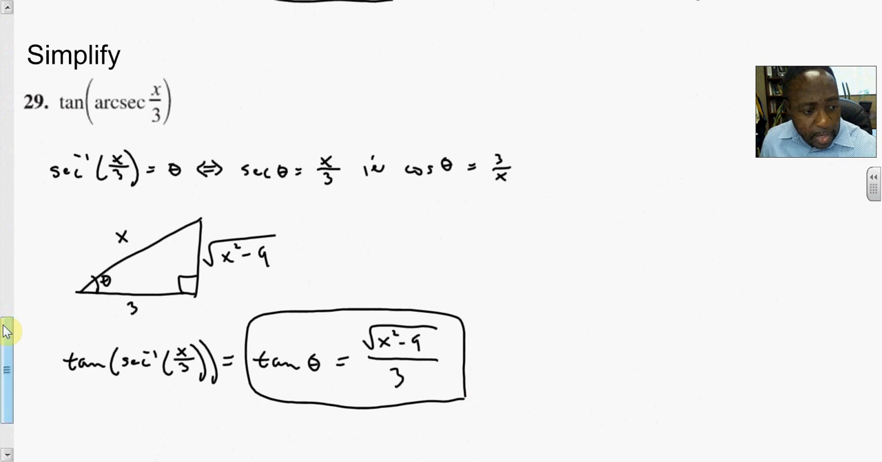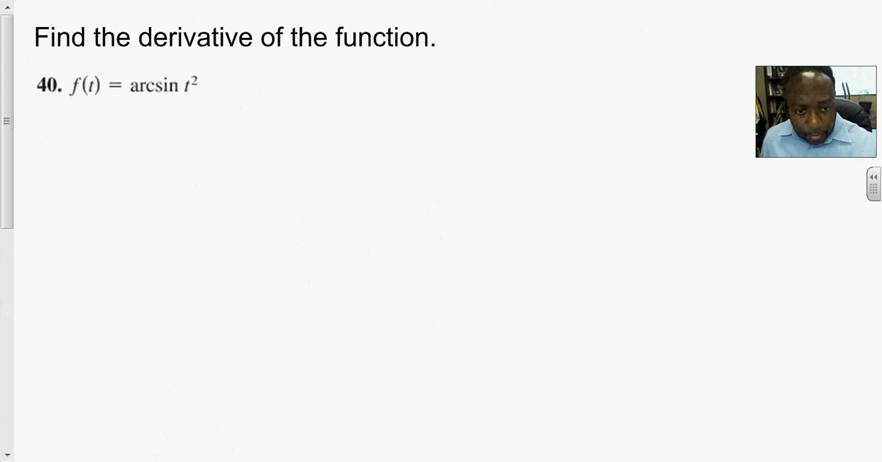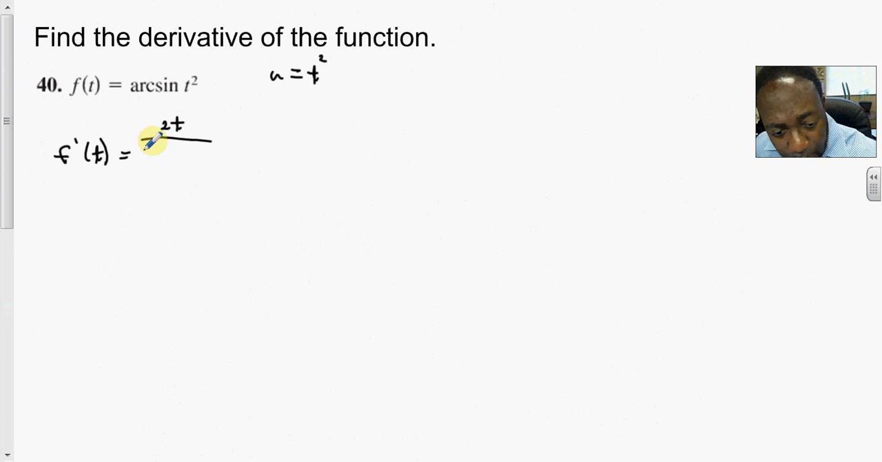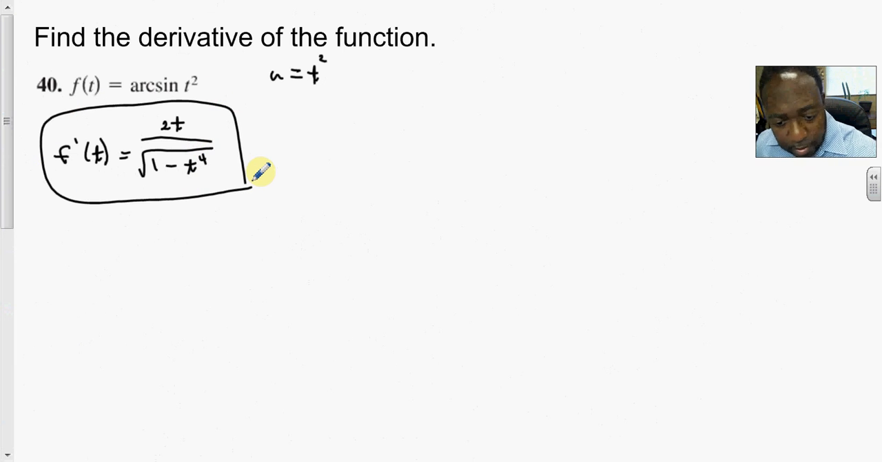Now lastly, let's look at some derivatives. Here the derivative of f of t, f prime of t, according to how they define the derivative, is going to be u prime, where u is equal to t squared. So u prime is 2t. This is all over the square root of 1 minus u squared, t to the 4th. Well, that's all there is.